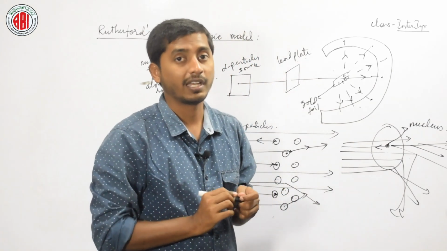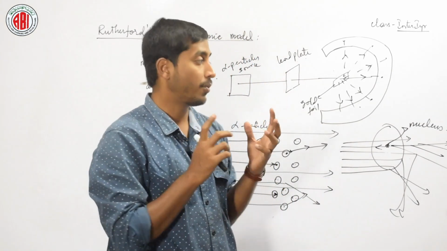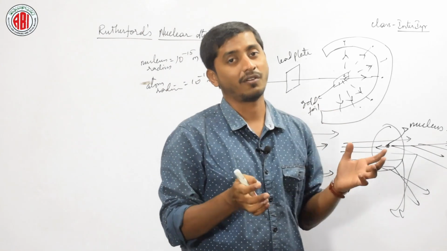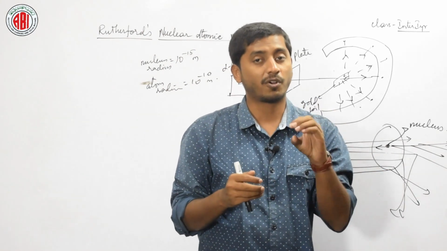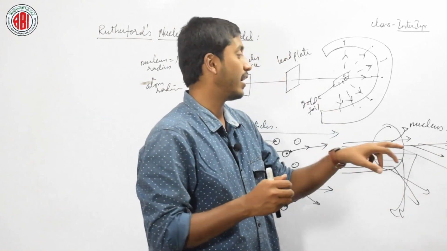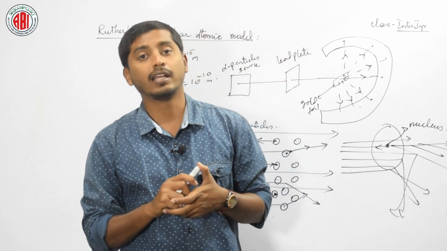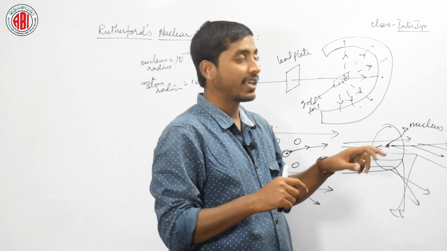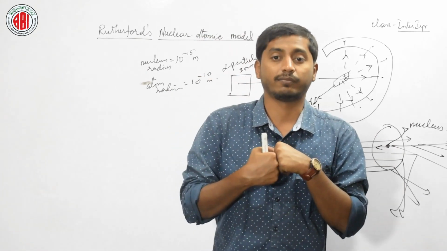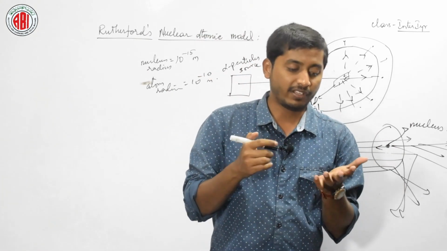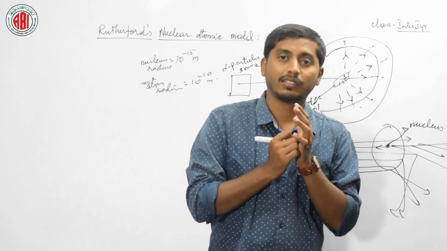What is the first point? According to Rutherford, the positive charge and most of the mass of an atom is concentrated in a small region. That small region is called the nucleus, right. And one more thing he tells is that this particular nucleus is surrounded by a number of electrons, right, which are moving in a circular path.